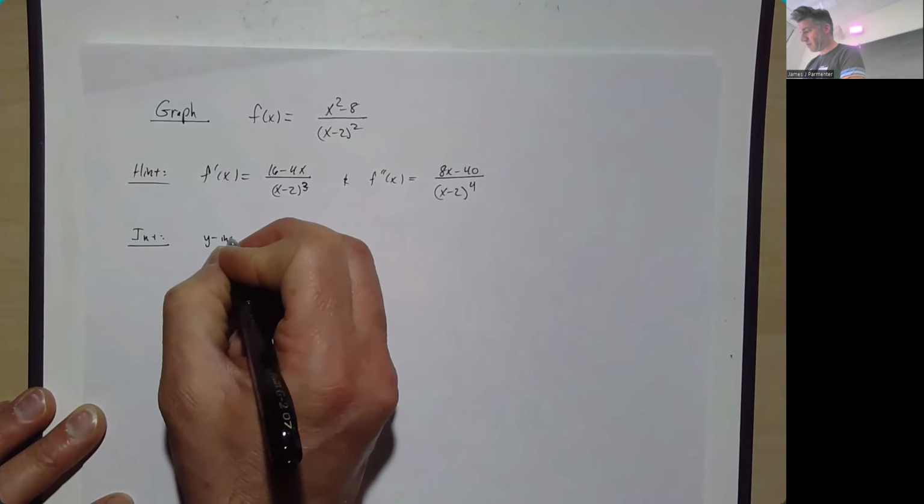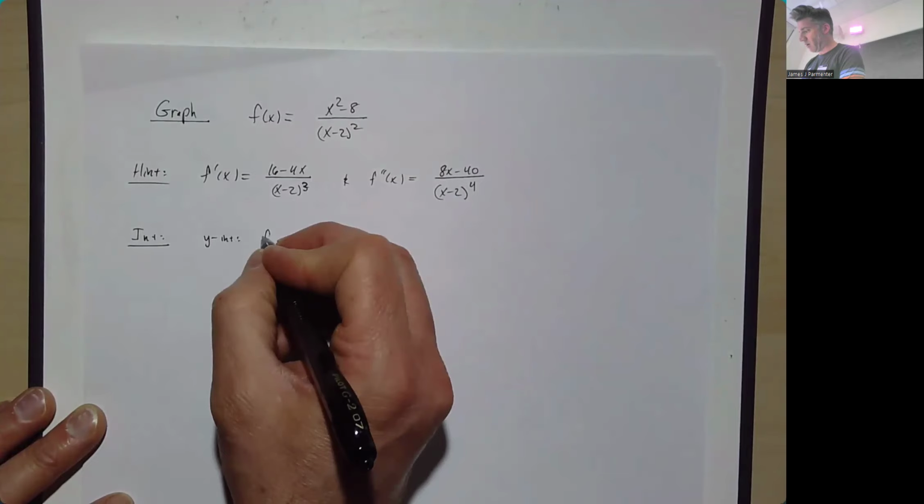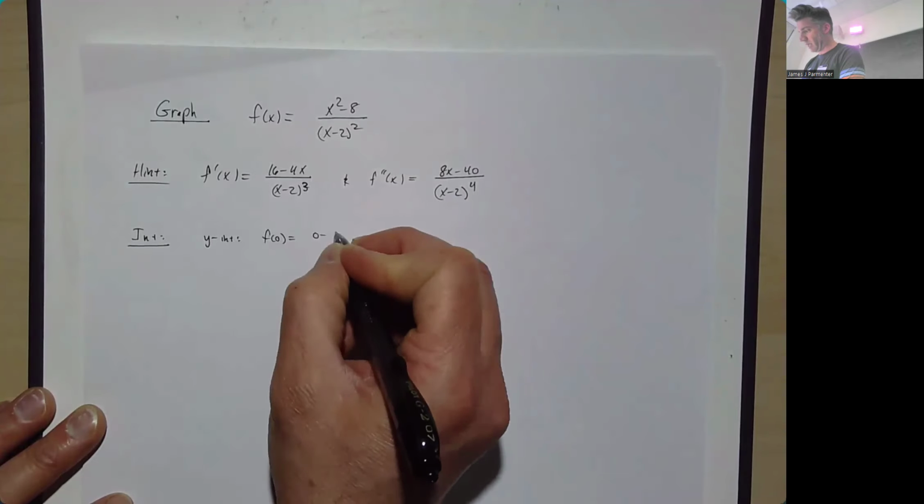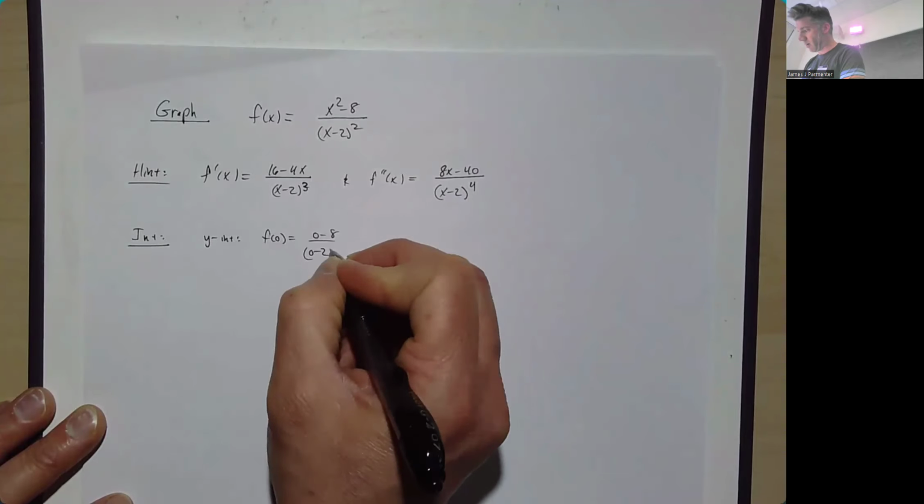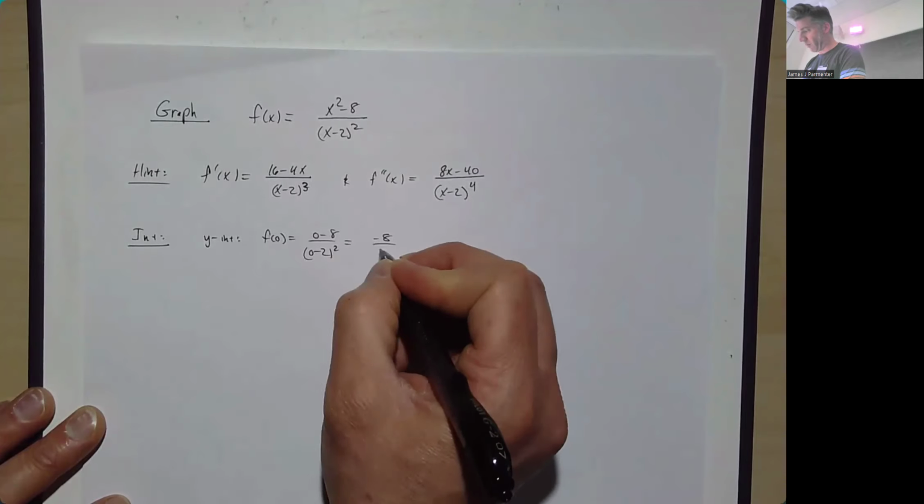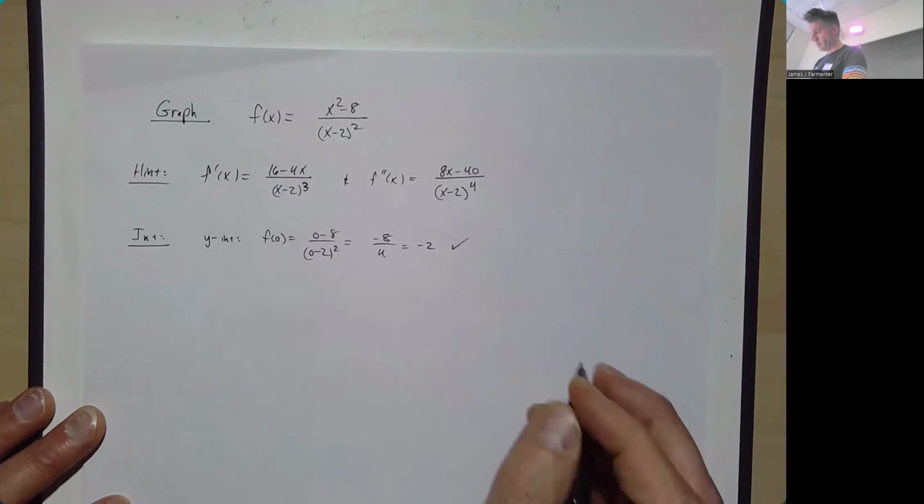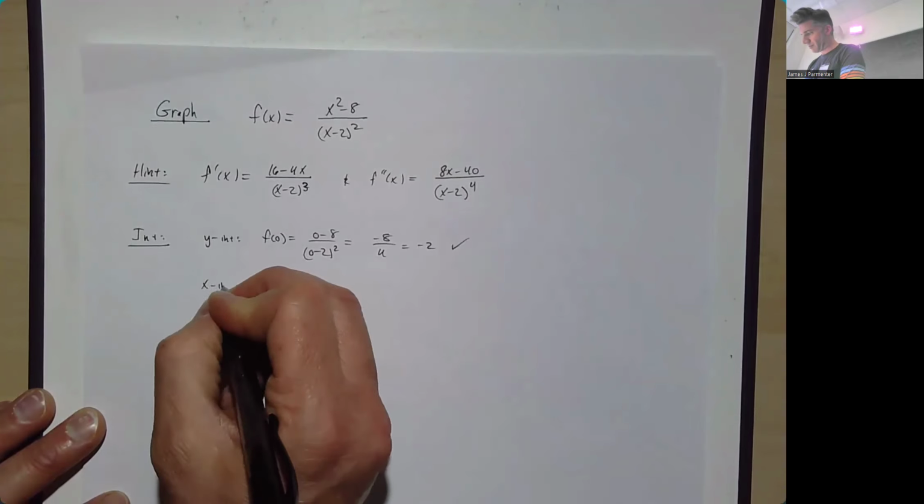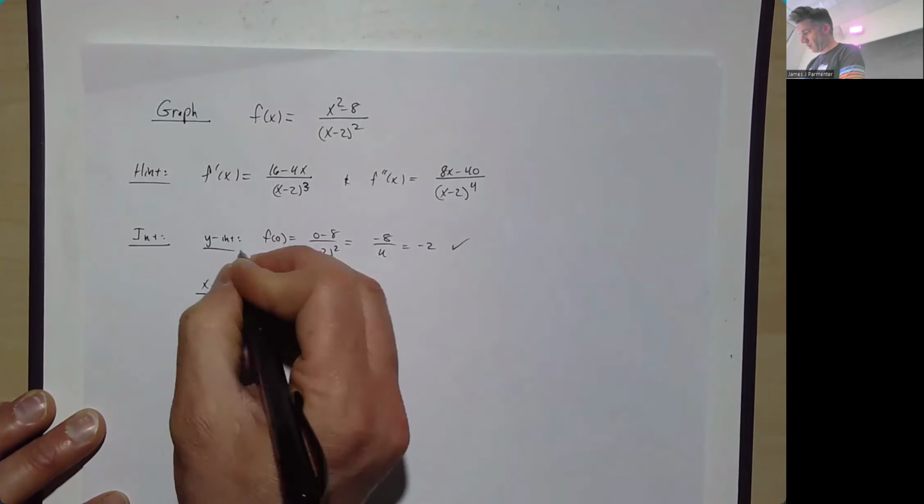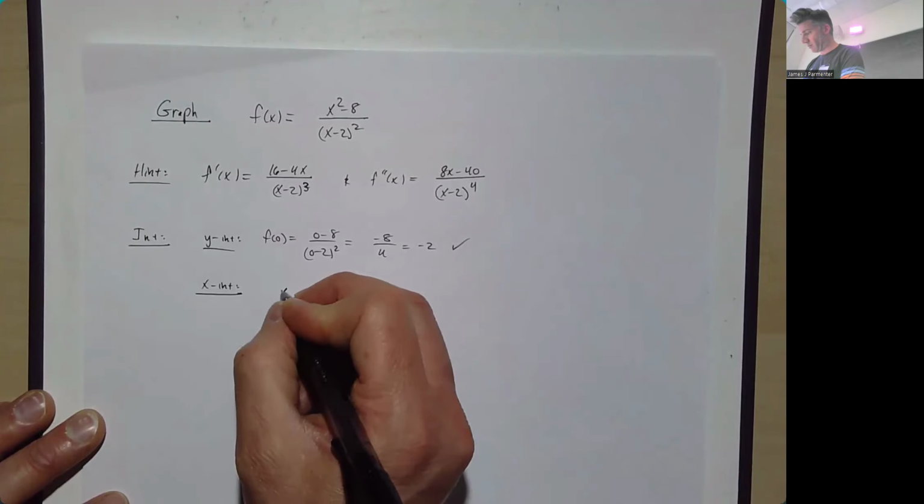Y-intercept. Great. F of 0 is going to be 0 minus 8 over 0 minus 2 squared, which is negative 8 over 4, which is negative 2. X-intercepts. We're going to set the function equal to 0.